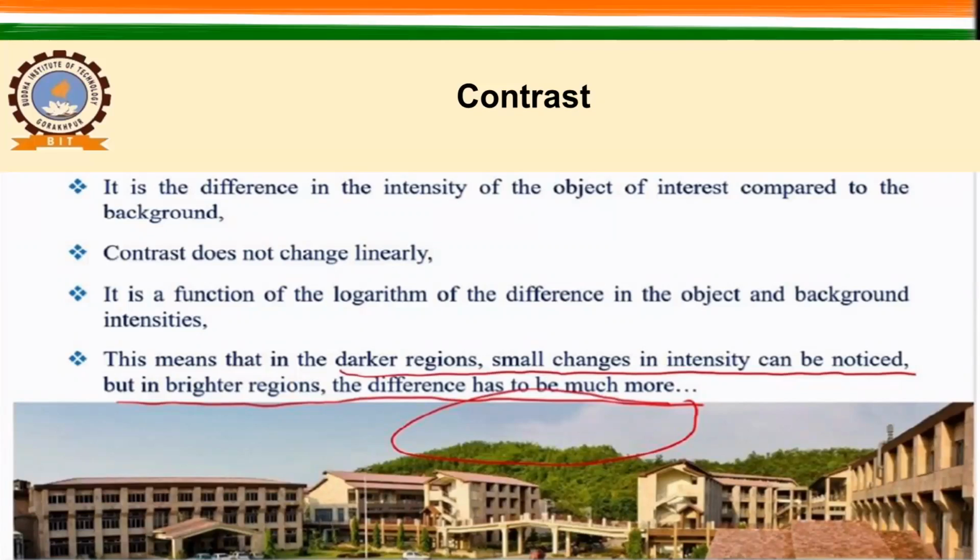If you see any image, or when you are seeing some object or a room, you can find the edges, and those edges are basically because of the contrast with the background. If you don't have that contrast, you will not find that line or that edge very prominent. It is a function of the logarithm of the difference in the object and background intensity. This means that in the darker region, small changes in intensity can be noticed, but in a brighter region, the difference has to be much more.